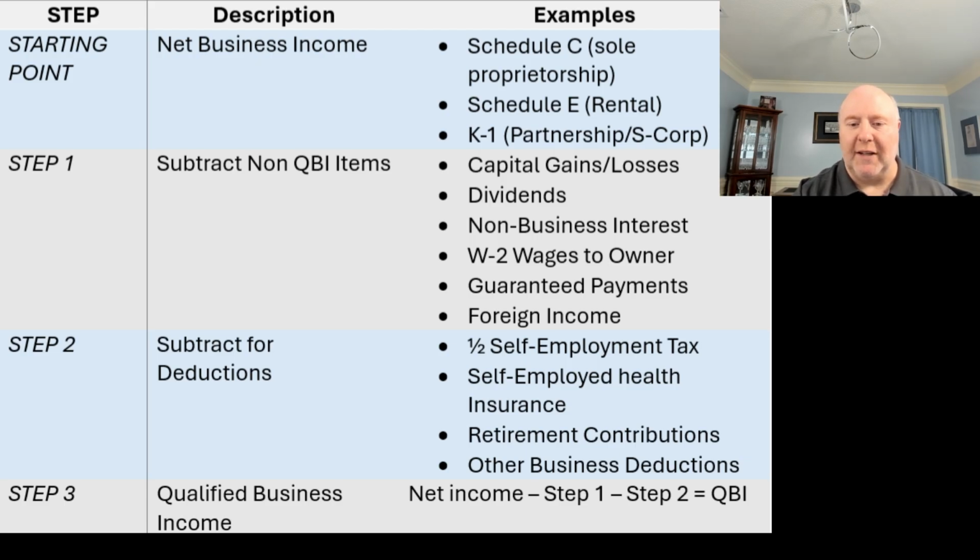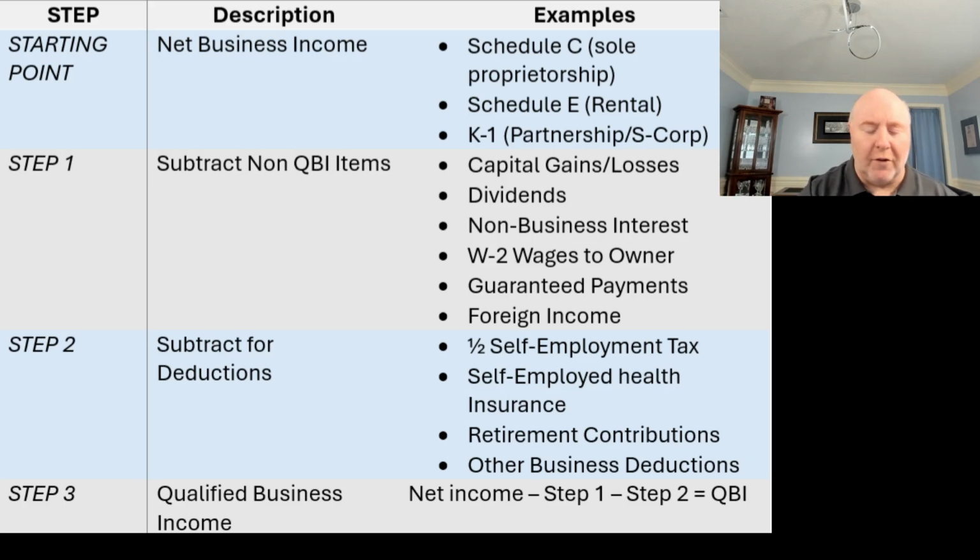So we'll spend a little bit of time talking about at least the starting point and some things that we may see that are going to be some adjustments to it. So our starting point on this is going to be net business income. Okay, so for qualified business income, we start out with our net business income. Okay, well, what is net business income?